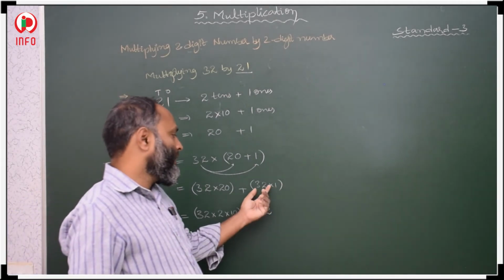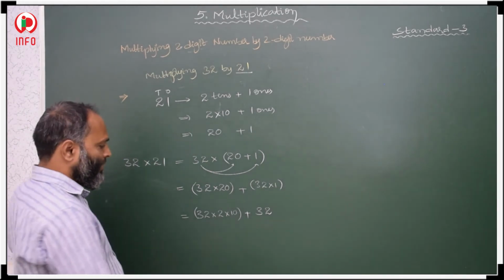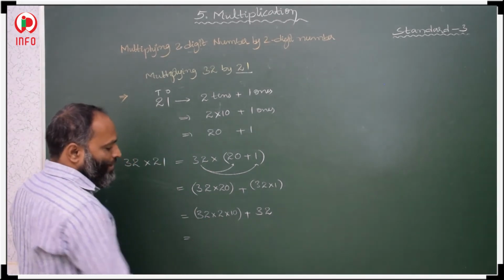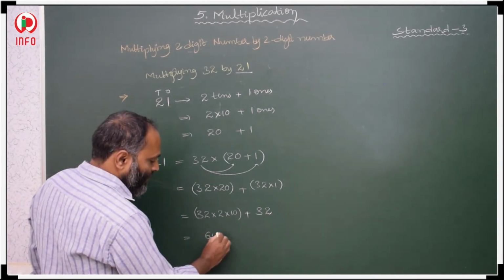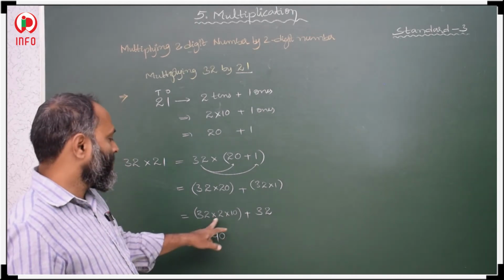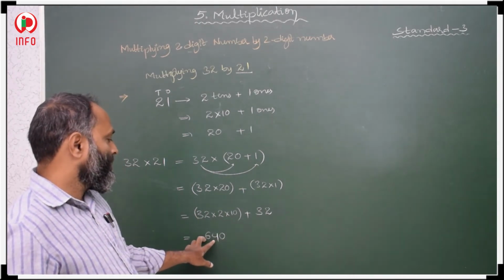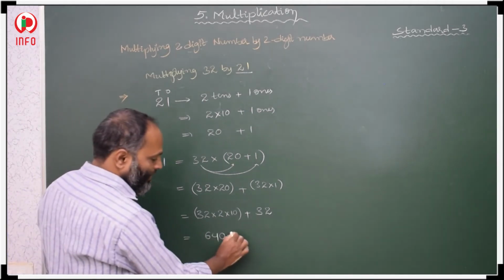If any number is multiplied with 1, we will get the same number, that is 32. Then 32 twos are 64. 64 tens means 1 zero we have to take. 32 twos are 64. 64 and 1 zero is there in tens, that zero we have to keep.